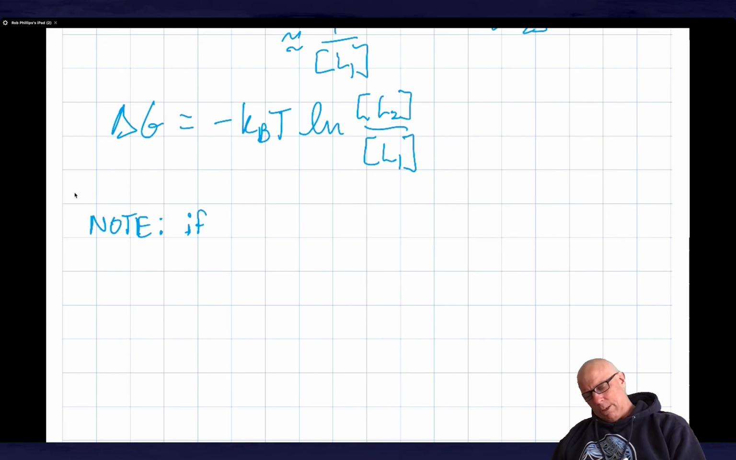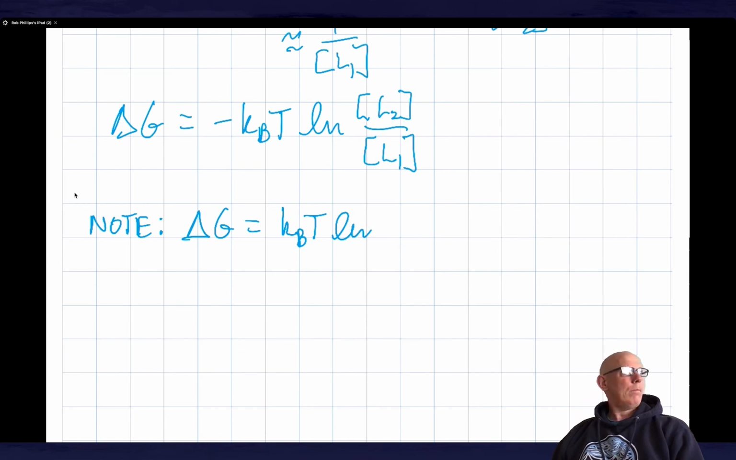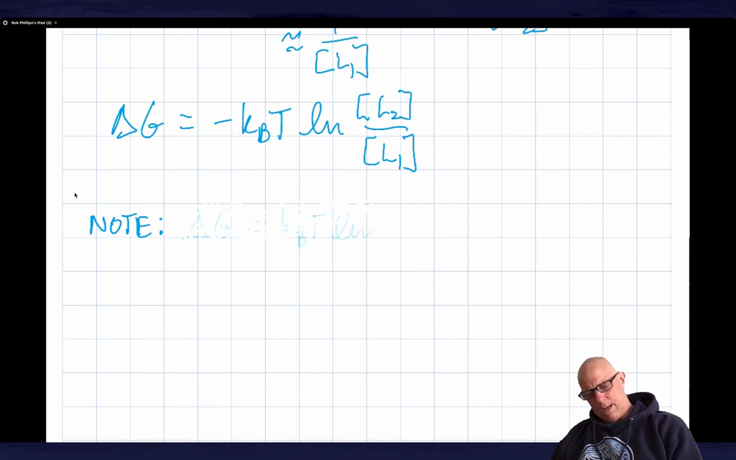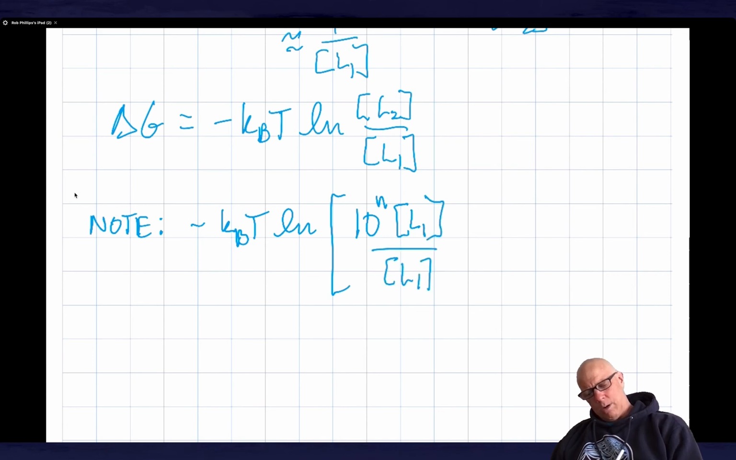let's first of all rewrite this as delta G is equal to KBT, and then log of, no, I'll leave it alone. Sorry, I'm kind of anticipating something that's going to happen later. So let's say that this is equal to minus KBT, and then log of 10 to the n L1 over L1. What am I doing here?